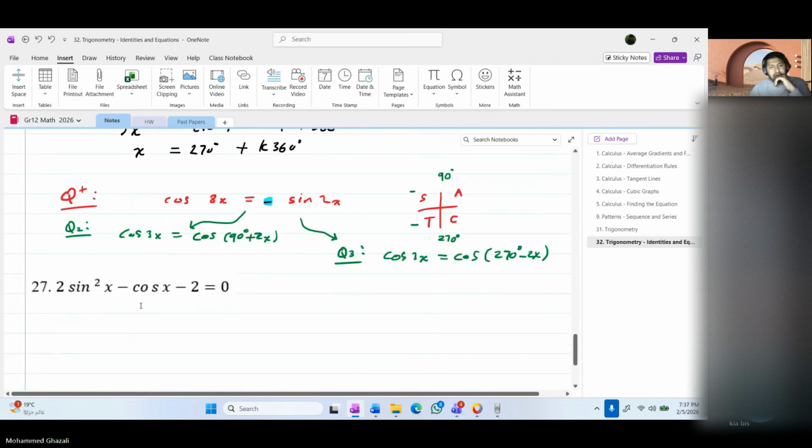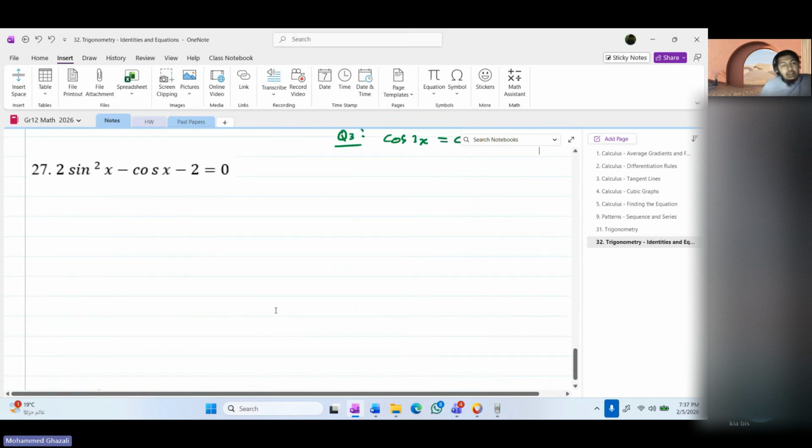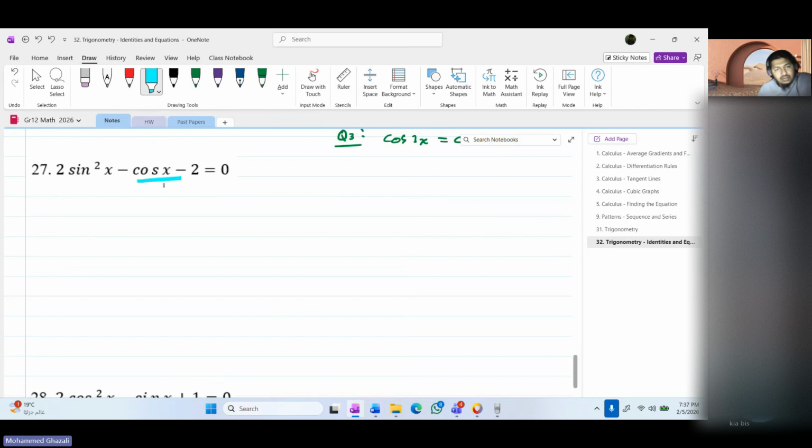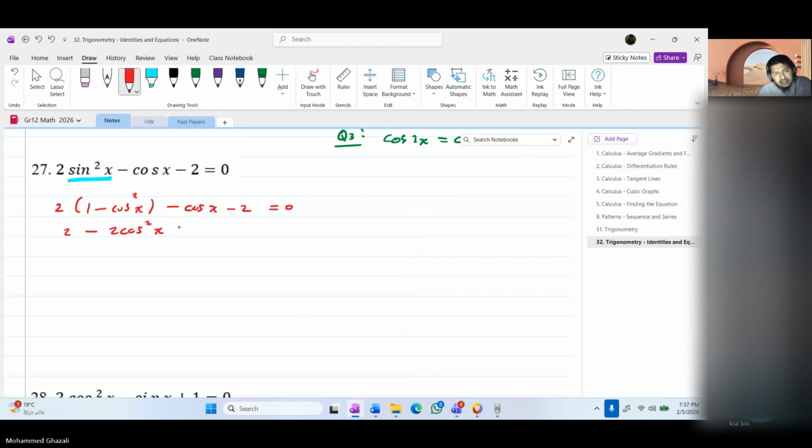Now, this one, what do we do here? We use something called a quadratic. It looks like a quadratic form, but we have a cos 2x and a cos x there. So what we're going to do is change everything in terms of cos x. We change the sine squared x into cos x. So we got 2. What is sine squared x? 1 minus cos squared x, minus cos x minus 2 is equal to 0. So you got 2 minus 2 cos squared x minus cos x minus 2 is equal to 0.